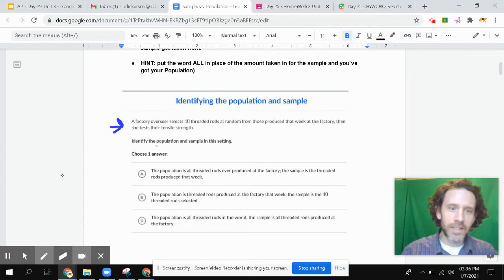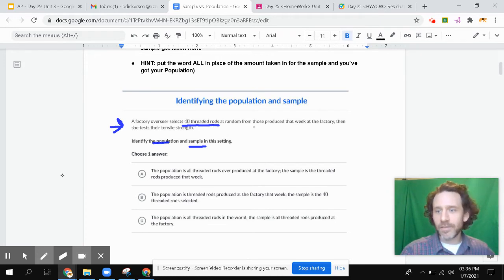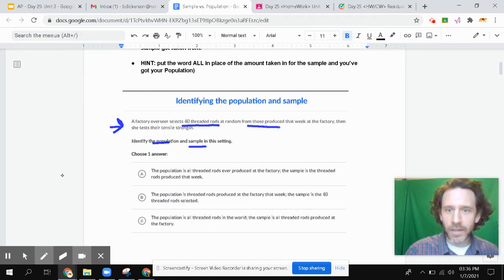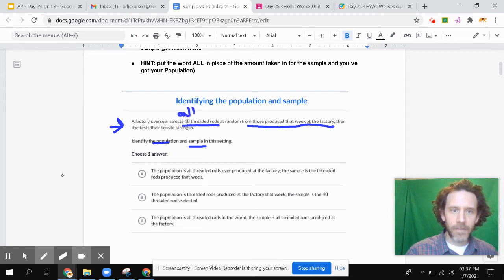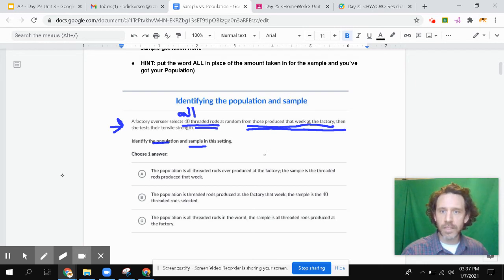All right, we're identifying the population and the sample here. Okay, so what does it say? The sample is 40 threaded rods, okay? Right, but it's selected from those produced that week at the factory. So that part is important also. So when I think about the population, instead of 40, I'm going to say all. But then we're still going with threaded rods from those produced that week at the factory.